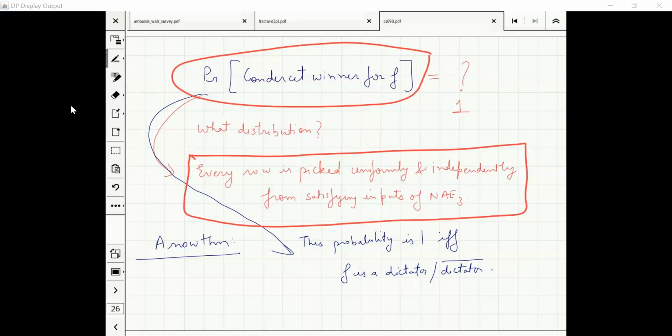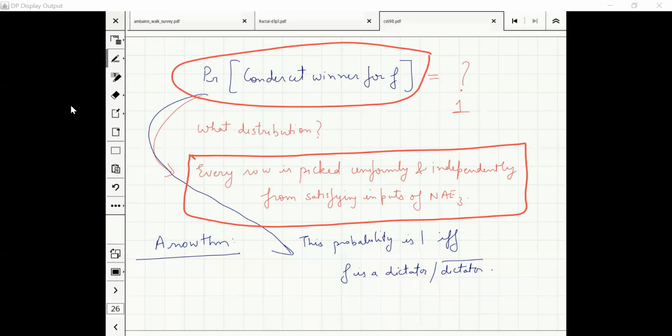With this distribution and with this expression, we have a new way to tell. We want to figure out when this probability is 1. The total number of rows picked can be anything. Let's fix an n. What we will show is, let's say n is big, n should not be 1 or 2 or something. But if n is big, then for any n big enough, this probability will be 1 only if f is a dictator or negation.